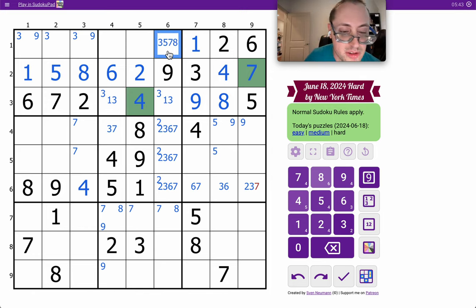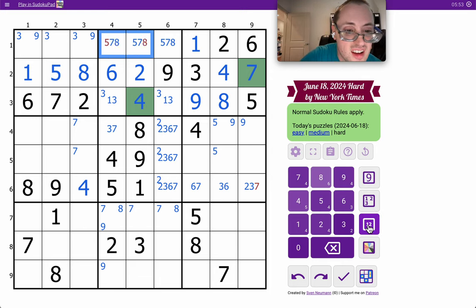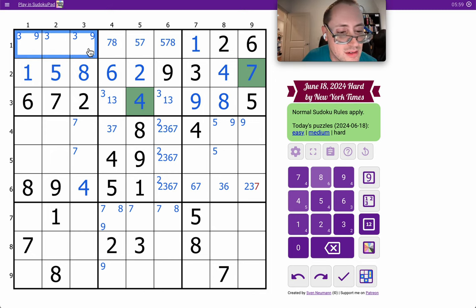Let's see, 1, 3, so that one isn't 3. 1, 2, 3, 4, 6, 9. Okay, these are 5, 7, and 8. But that gives me a triple in row 1. I need 3, 4, and 9 to fill out the rest of row 1 and the top of the grid.